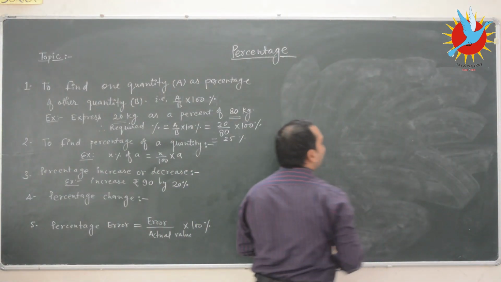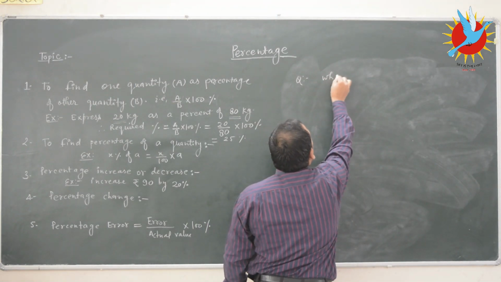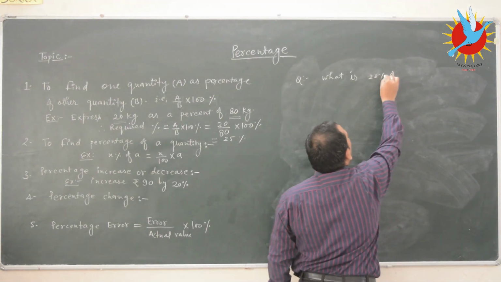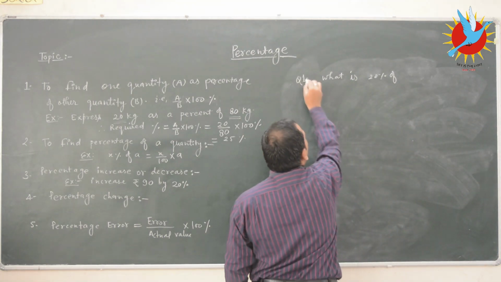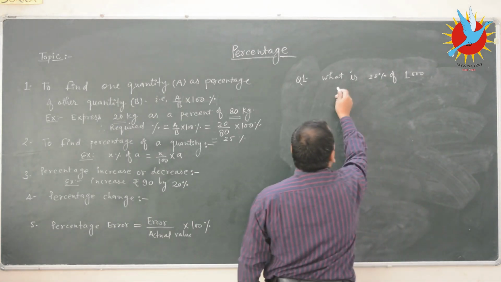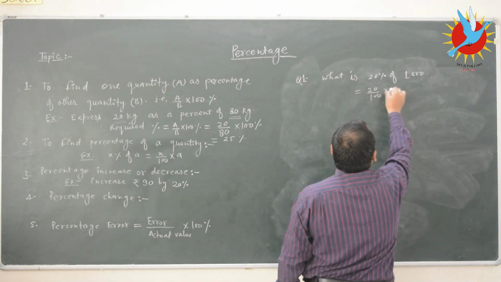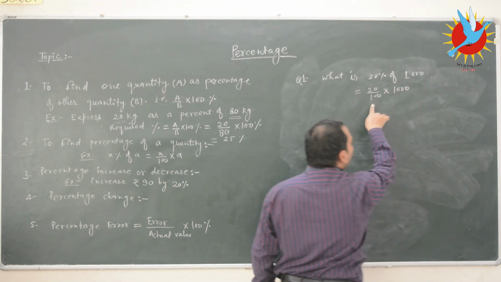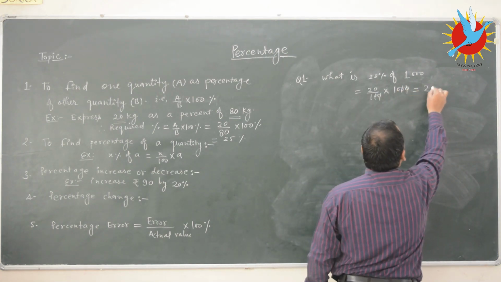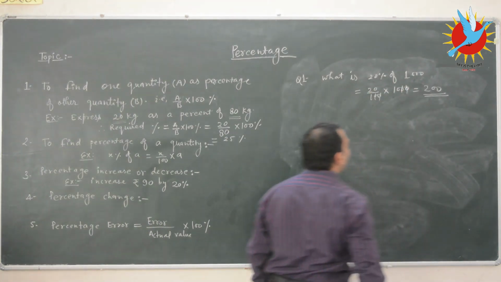So three types of questions arise. The first question is: what is 20% of 1000? We find 20% of 1000. 20% means 20 upon 100 into 1000. So 100 cancels, and 20 times 10 is 200. So 20% of 1000 is 200.